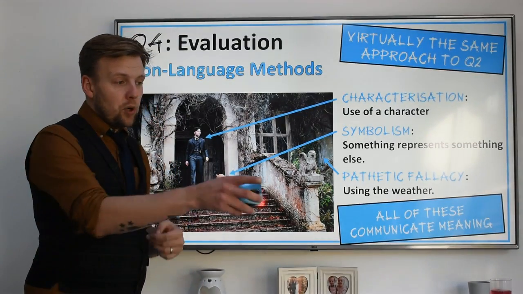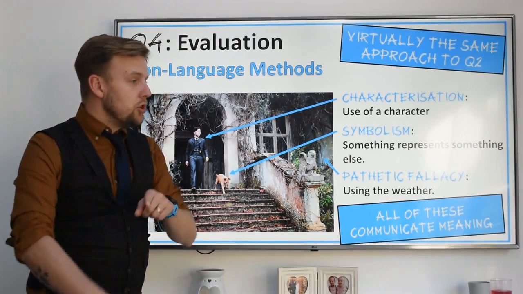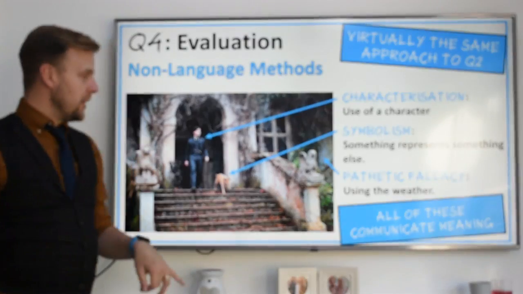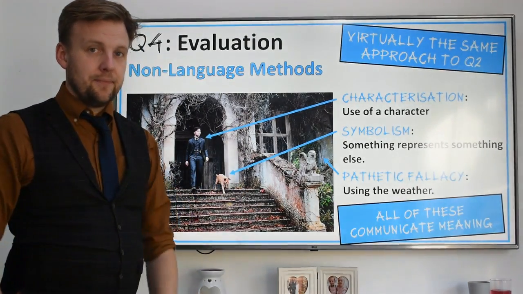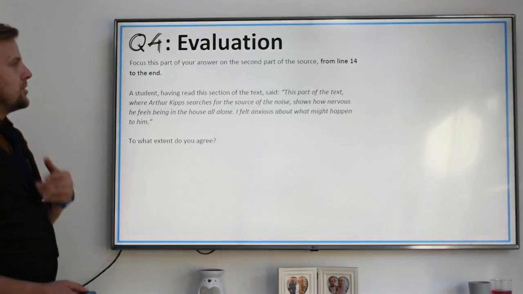That choice of that word communicates the meaning to the reader. The choice of that alliteration gave a meaning to the reader. The choice of the weather also communicates the meaning to the reader, etc., etc. So, let's get to question 4.